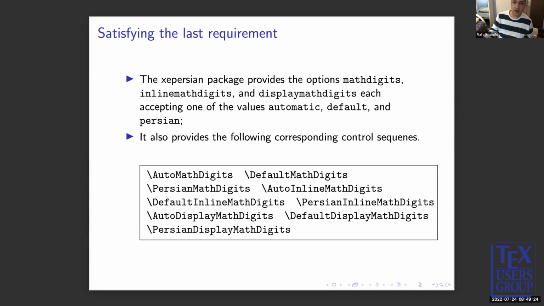globally. So there are math digits, inline math digits, and display math digits, where each of these accepts three values: automatic, default, and Persian. The value default means that it will always be Latin form. The value Persian means that it will always be Persian, and the value automatic means that in right-to-left text it will be Persian, and in left-to-right text it will be default. So let me show you how that works.